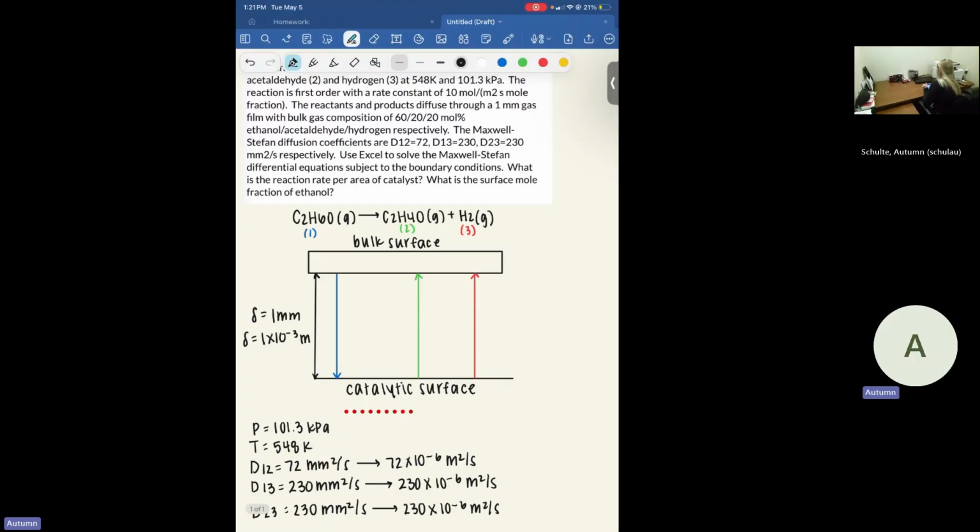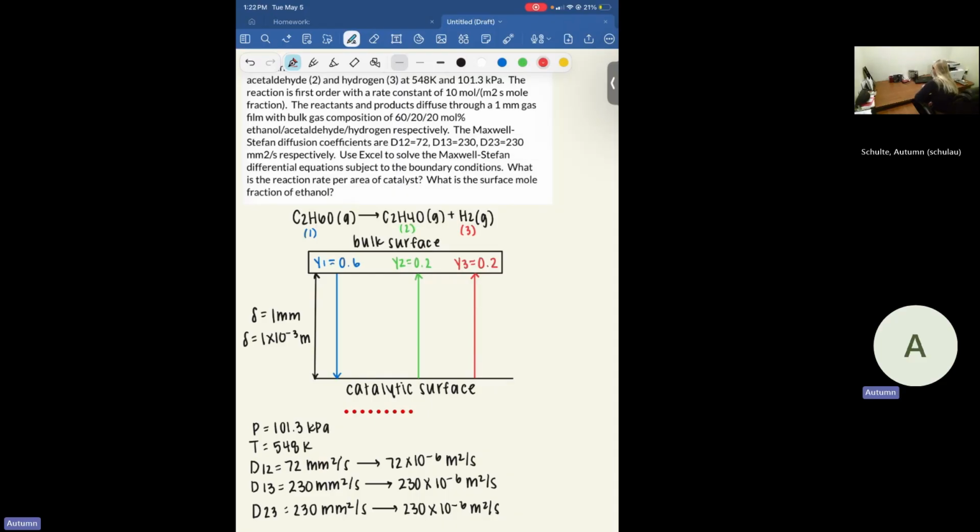We are given our mole fractions at the bulk surface. So I'm going to write those in up here. We have the mole fraction of ethanol at our bulk surface is going to be 0.6. The mole fraction of our acetaldehyde at our bulk surface is going to be 0.2. Likewise, the mole fraction of our hydrogen at this bulk surface is going to be 0.2.